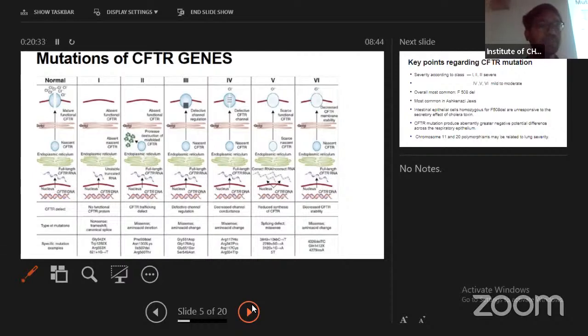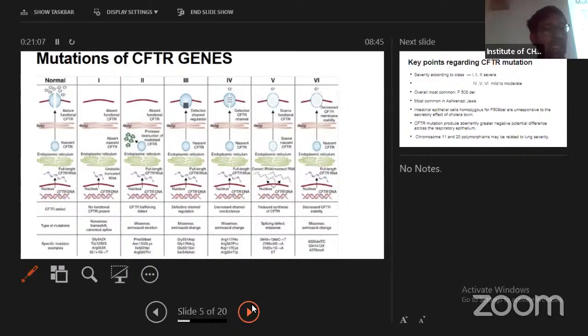In cystic fibrosis class 1, the main problem is the CFTR protein is not produced. In class 2, the CFTR protein is produced, but it is misfolded and destroyed. In class 3, the defective channel regulation is there.